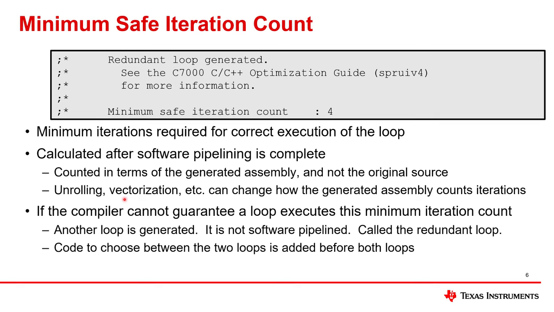If for some reason the compiler is unable to guarantee that the loop executes at least, in this case, 4 times, what happens? Another loop is generated. And we saw that in the pseudocode I showed a few slides ago. Okay, there were 2 loops in there on j. And the redundant one is not software pipelined. The one that I called the slow loop, it's not software pipelined.